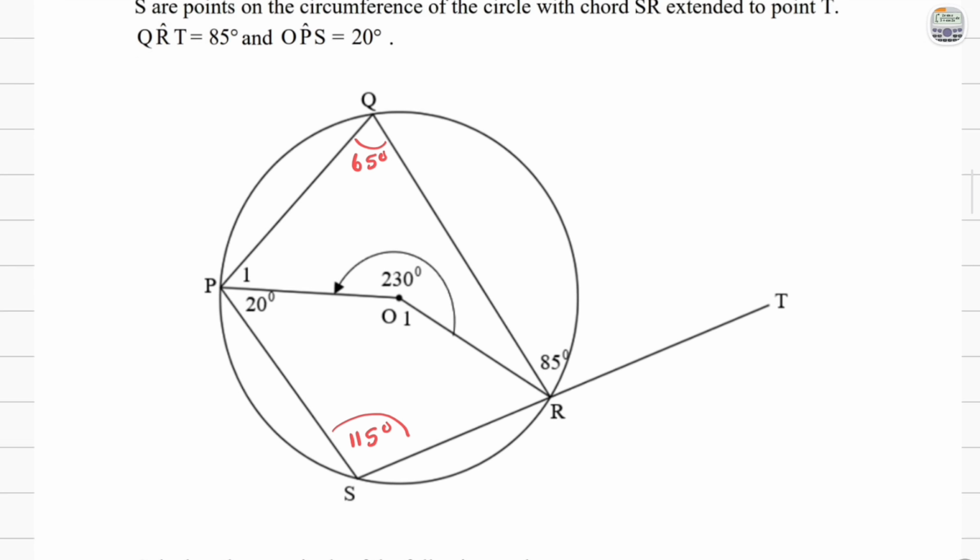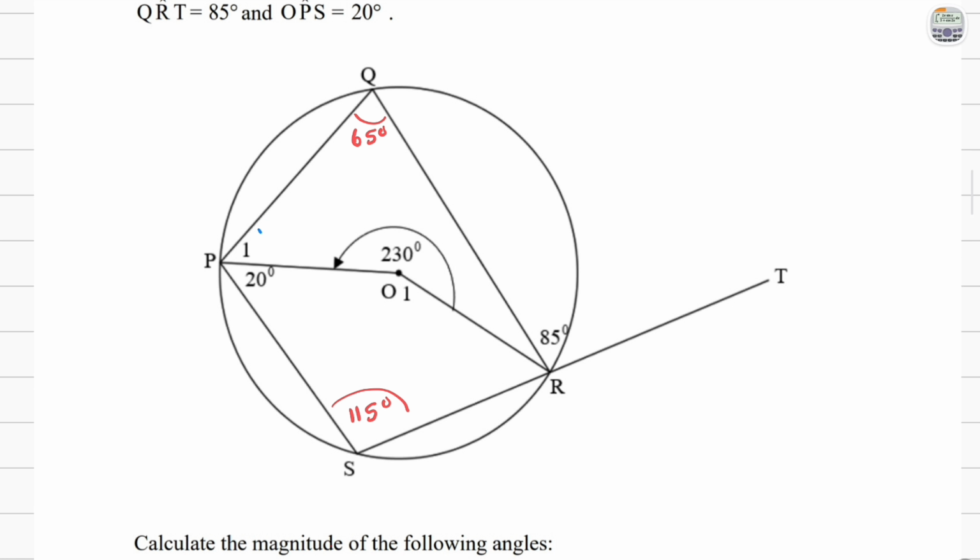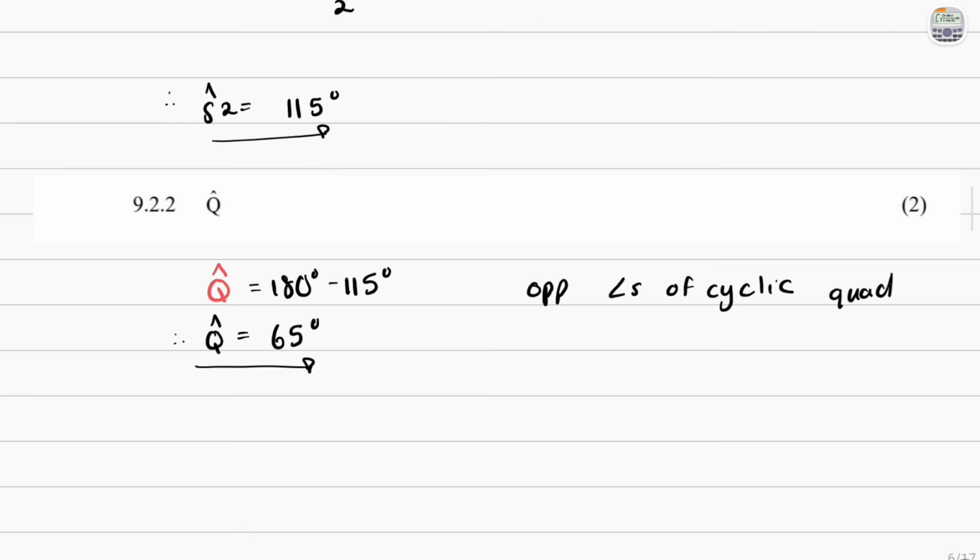Question 9.2.3 says we need to find the size of angle P1. Looking at angle P1, it's way over here. Together, this is the interior opposite angle, and we have an exterior angle of 85 degrees. The exterior angle of a cyclic quad is equal to the opposite interior angle. So when we add these two together, they should give us 85 degrees. That is 65 as well.